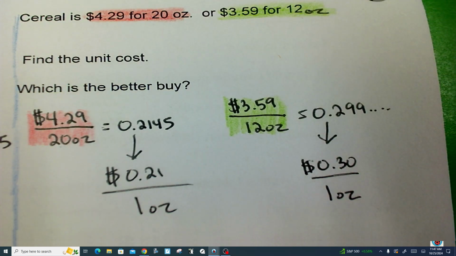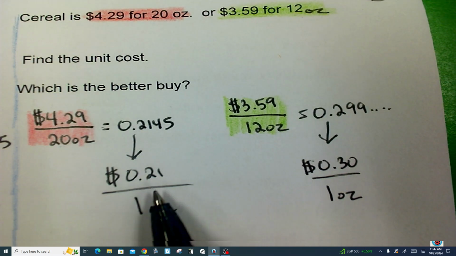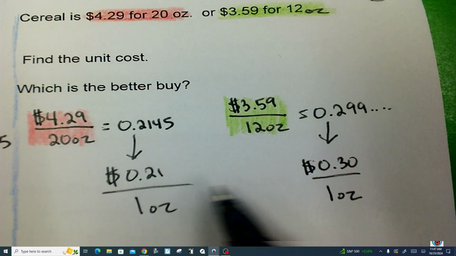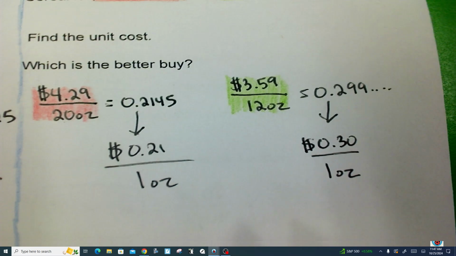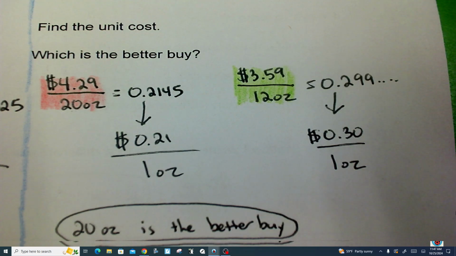Which one is the better buy? I think you guys would admit I'd rather pay 21 cents for the same cereal rather than 30 cents per ounce. So let's just do our restatement. And that's all that we have to do to find the better buy.